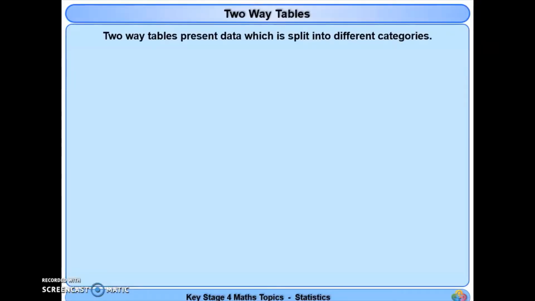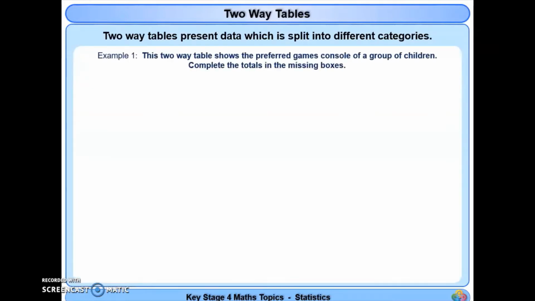So we use two-way tables as a way to present data which is split into two different categories. So if you have data that encompasses two different categories, it is often easier to deal with if you place it into a two-way table. Let's have a look at an example.